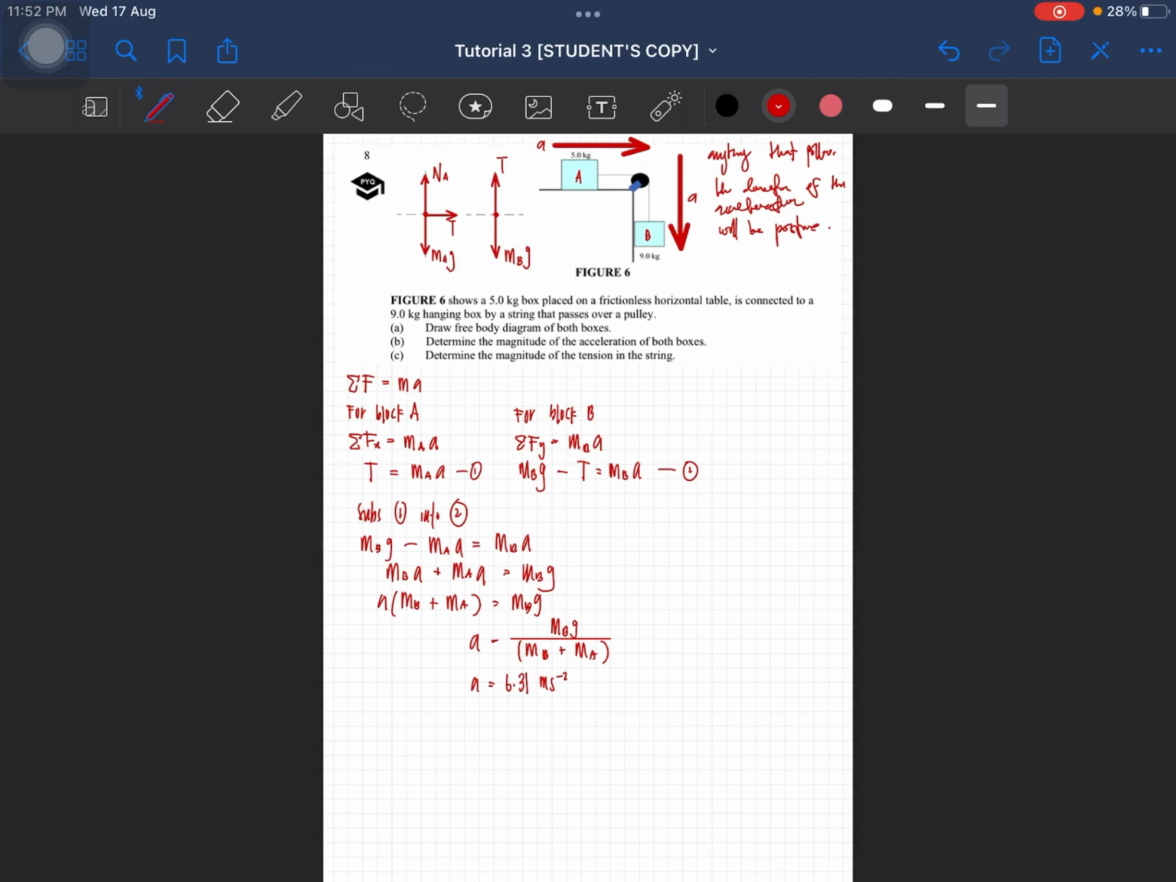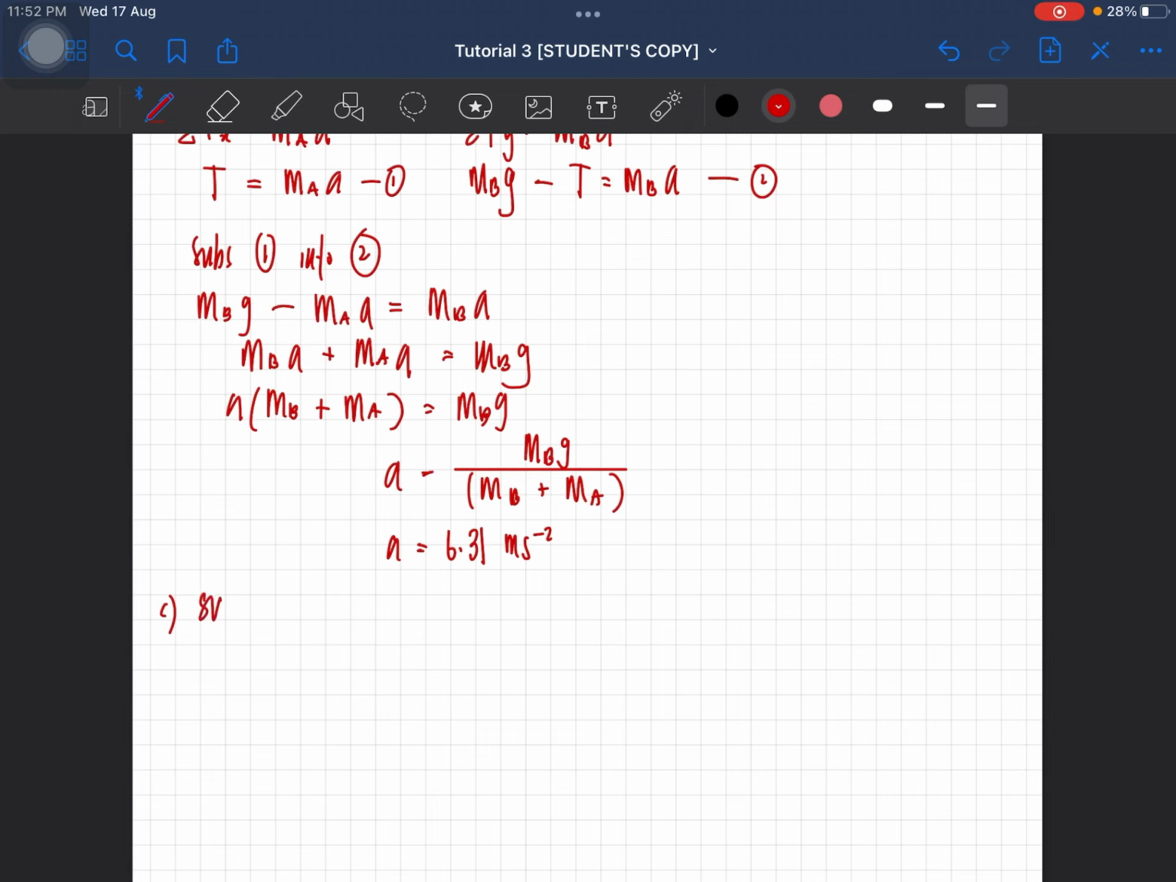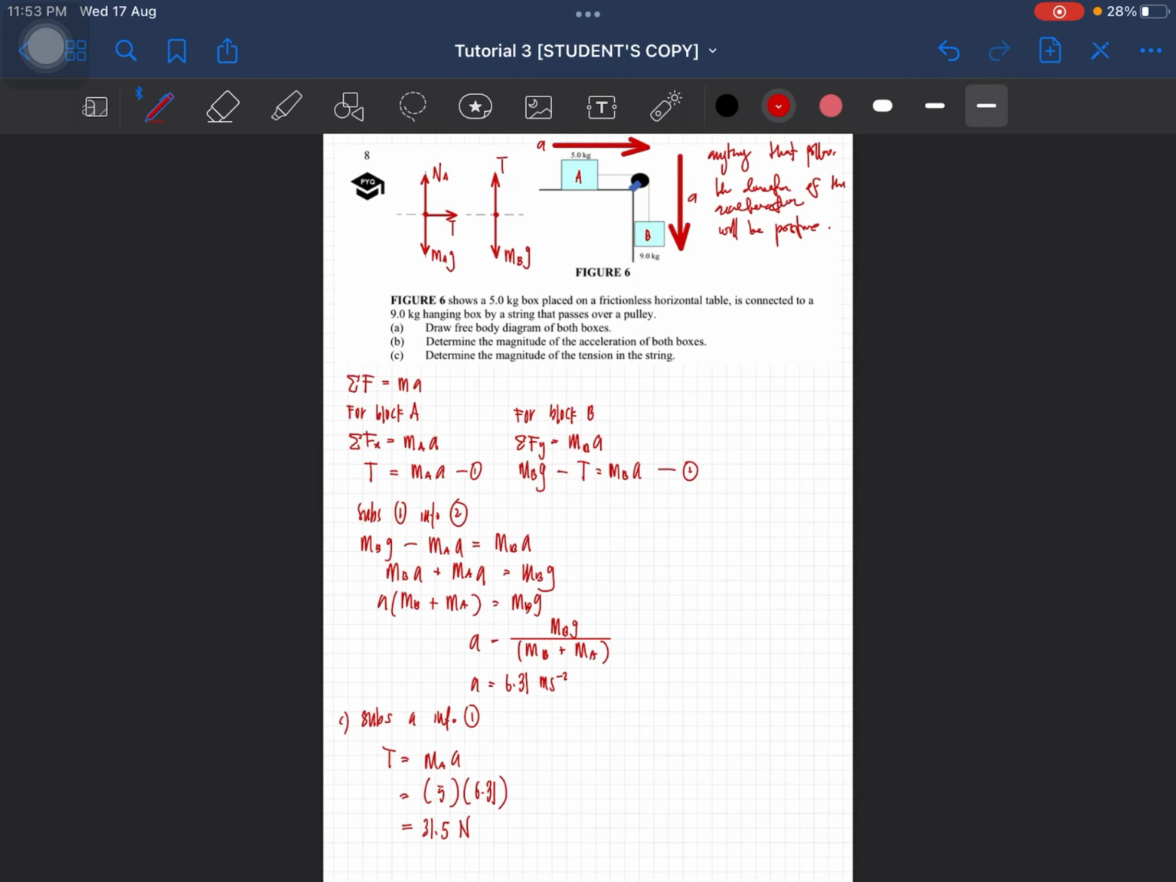And then question C, we have to determine the magnitude of the tension in the string. For that we just substitute the acceleration into equation 1, because equation 1 is T equals mAa. So this is 5 kilograms times 6.31. You will get 31.5 newtons as the tension. Okay? You get full marks in the exam.